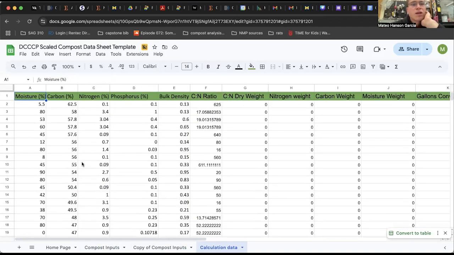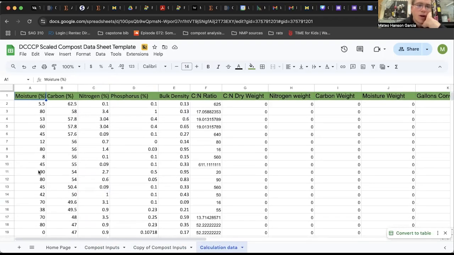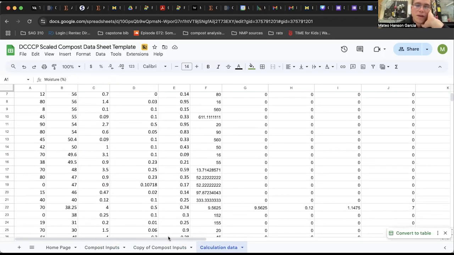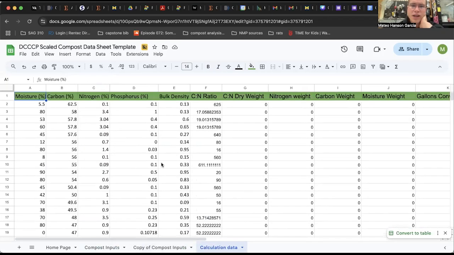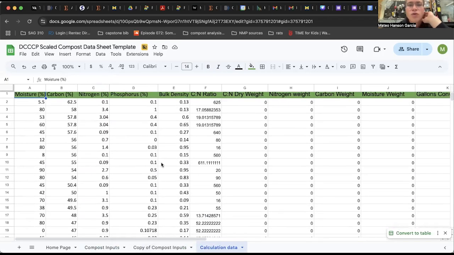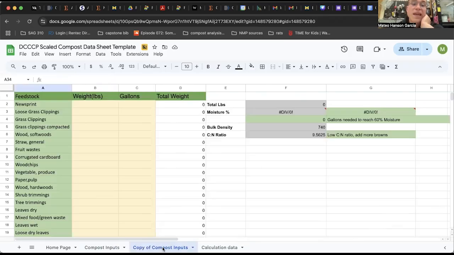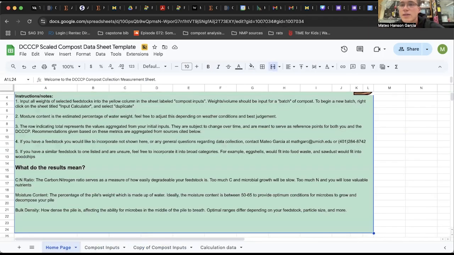This tab here, you guys can feel free to play with it if you want. I think the biggest one that you would play with is the percentage of moisture. If your feedstocks are much drier, like they've been sitting out in the sun for a day, maybe you would lower this a little bit. But I generally would recommend not touching it unless you feel very confident about the chemical and physical characteristics of your feedstocks.